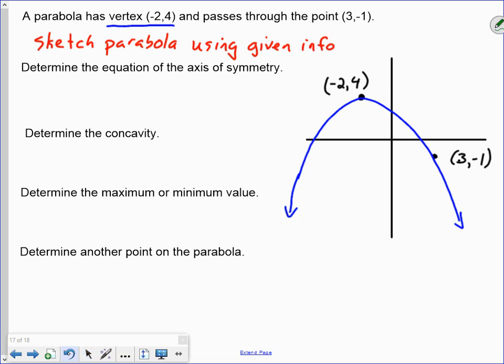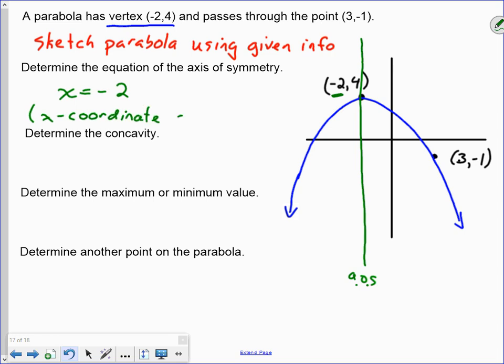Okay, now I can add to this sketch my axis of symmetry. I know it's going to divide my parabola right in half, and it's going to go through the vertex. Okay, this is my axis of symmetry. Okay, what is the equation of that line that I've just drawn? Well, we know it is going through the vertex. It's passing through an x coordinate of negative 2. So x equals negative 2, because it matches up with the x coordinate of the vertex.